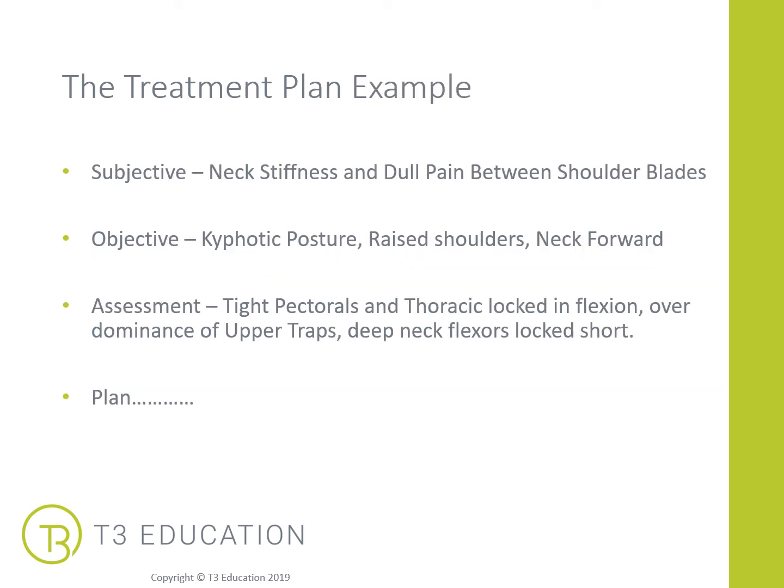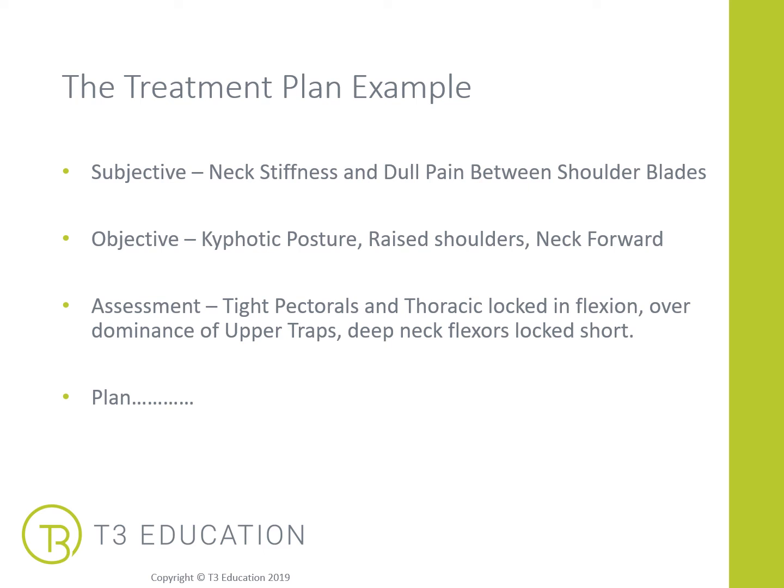So let's look at a basic example. In a nutshell, our subjective assessment for this client, they complain of a stiff neck, dull pain between the shoulder blades. It's always there. They sit at their desk. It's just really annoying them. So nothing acute, but very much a problem for this client. After doing our detective work into what they do, activities of daily life, we then do an objective assessment where clearly they have a kyphotic posture, forward head, raised shoulders, and a lot of tension in the upper shoulder area.